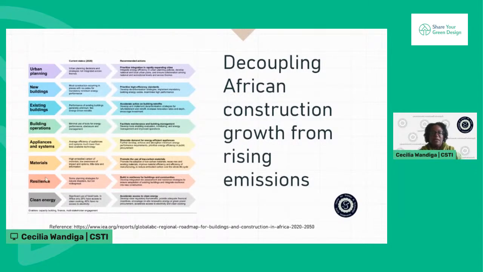Looking at ways in which we can decouple, you have the planning phase. Of course, new buildings are easier than existing buildings. Building operations is a key area that I think everybody could focus on: how do you design the building so that the operation of the building is low emission? The type of appliances and systems, energy savings, we've already started doing that in the African context, making more emphasis on bringing in or using those types of appliances. And then the materials themselves, we discussed that in the previous slide.